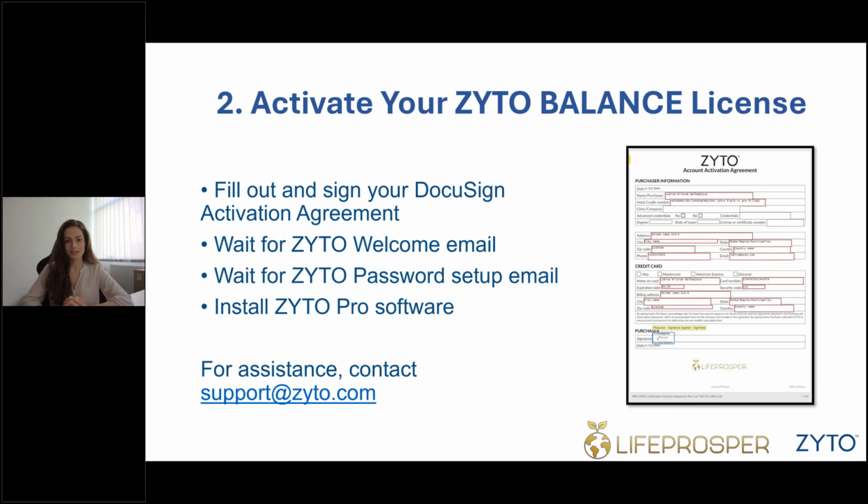And when your license is activated, you will know that because you are going to receive a Zyto welcome email and also a Zyto password setup email. So this will be a sign for you that your license is ready, it's active for you, and you can start using it. Sometimes what happens is that the welcome email or the password setup email ends up in your spam folder. So I recommend for you to check the spam folder as well, just to be sure that you got this email.